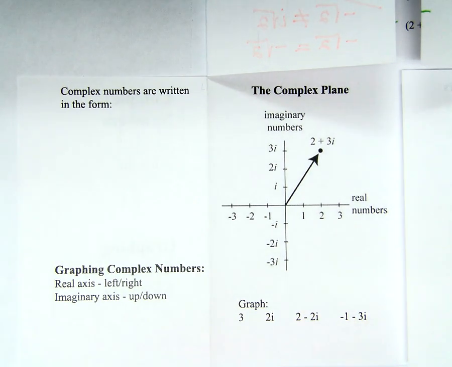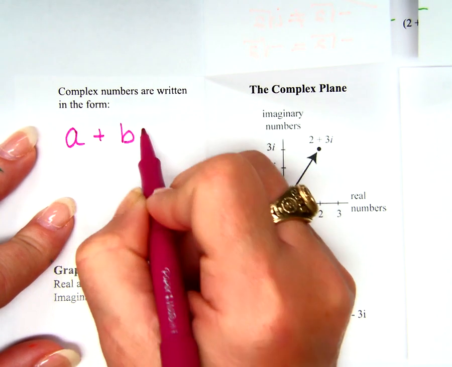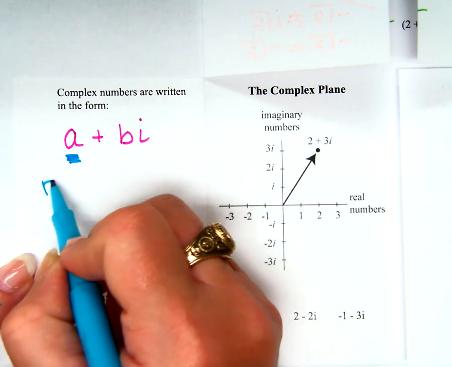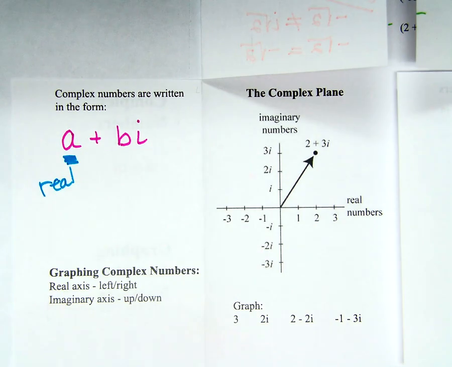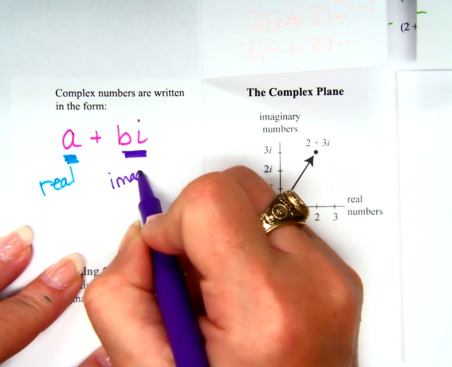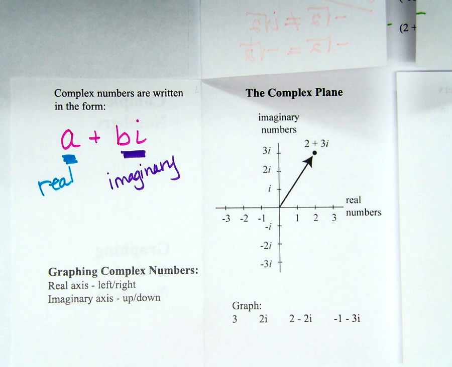Here's what I want you to know. Complex numbers are written in this form: a plus bi. a is the real part. bi is the imaginary part. That's what I mean by complex here. I mean 2 different kinds of things together. It's complex. There's a real part, there's an imaginary part.